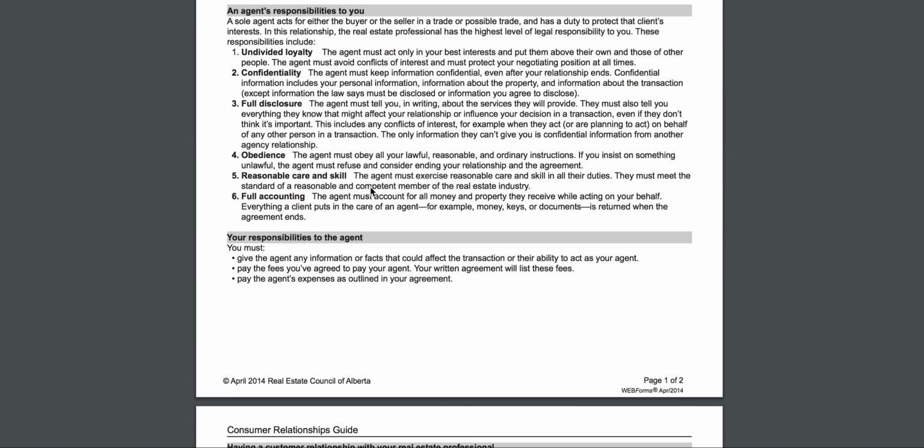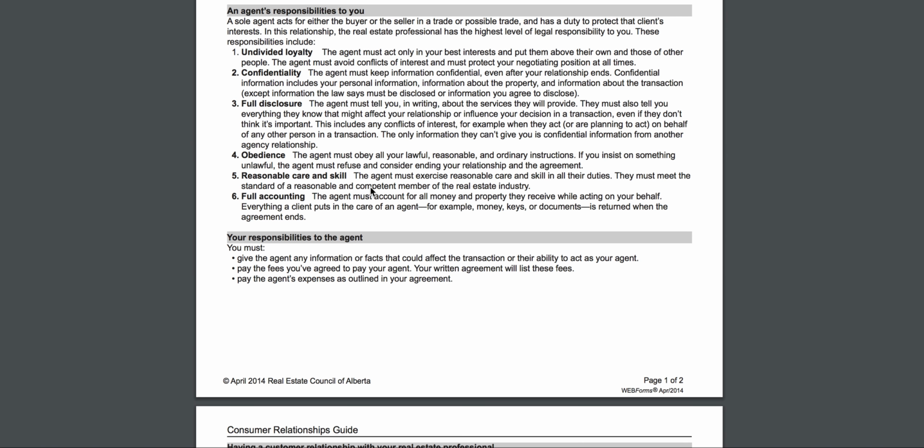So just keep that in mind, that there's a care and skill that we owe you every single time that we're doing a real estate transaction. And finally, full accounting, number 6. This is a responsibility to you in that obviously real estate involves money. So every single thing that an agent takes in, we must account for.